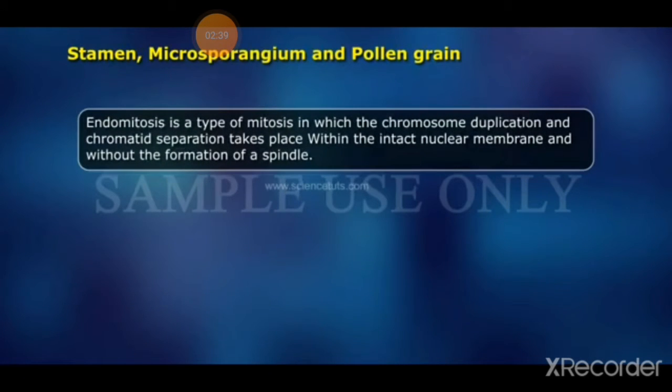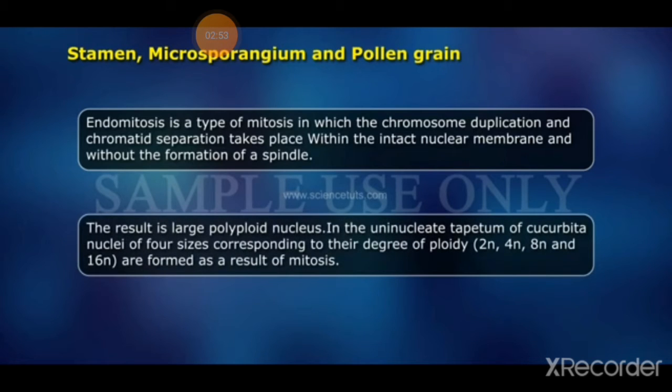Endomitosis is a type of mitosis in which chromosome duplication and chromatid separation take place within the intact nuclear membrane and without the formation of a spindle. The result is a large polyploid nucleus. In the uninucleate tapetum of Cucurbitaceae, nuclei are of 4 sizes corresponding to their degree of ploidy: 2n, 4n, 8n, and 16n are formed as a result of mitosis.